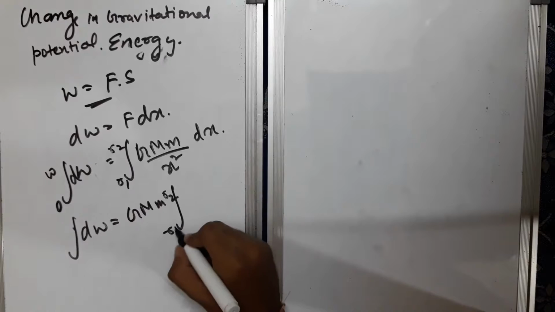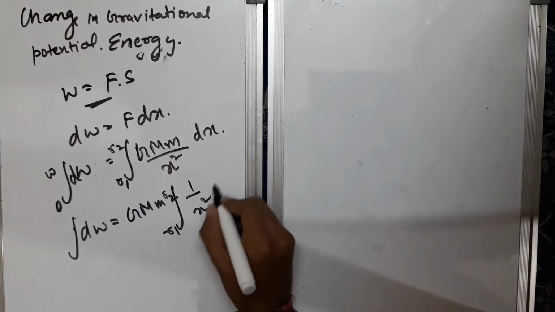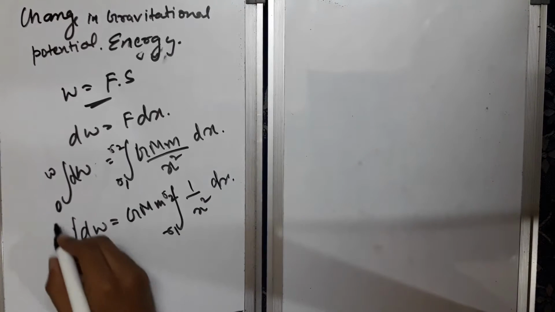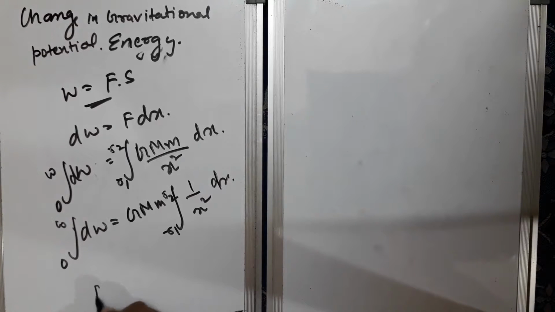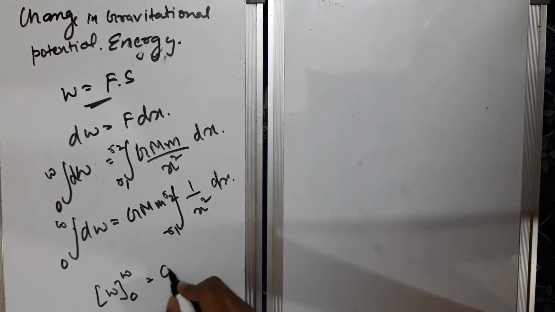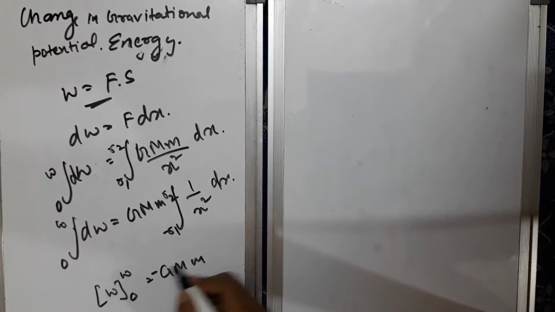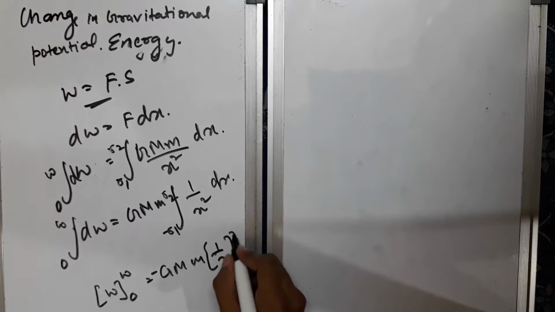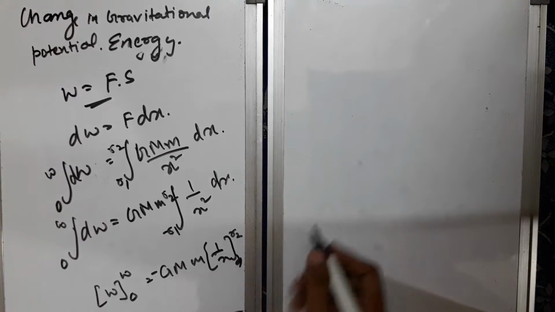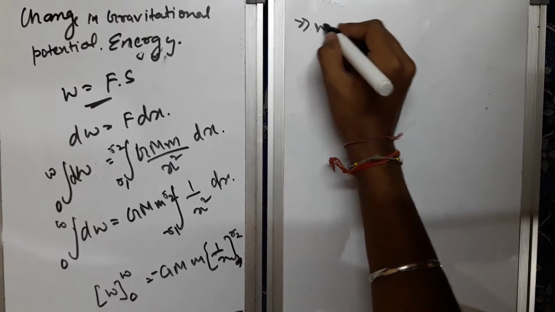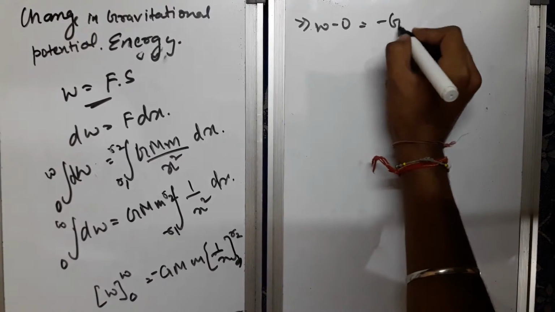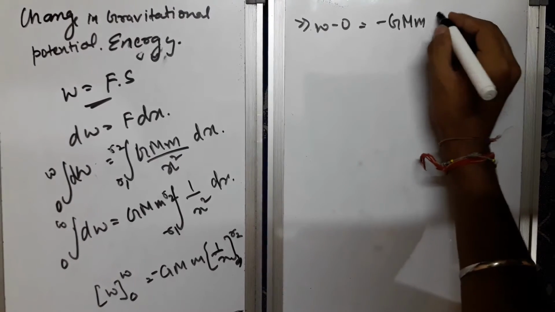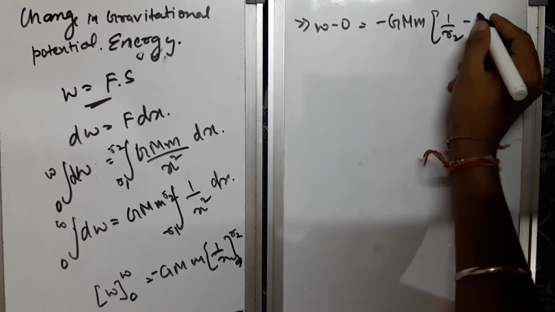r2 to r1, 1 by x square dx, we will get W minus 0 is minus GMm, here 1 by x, r2 to r1. We get W minus 0 is minus GMm (1 by r2 minus 1 by r1).